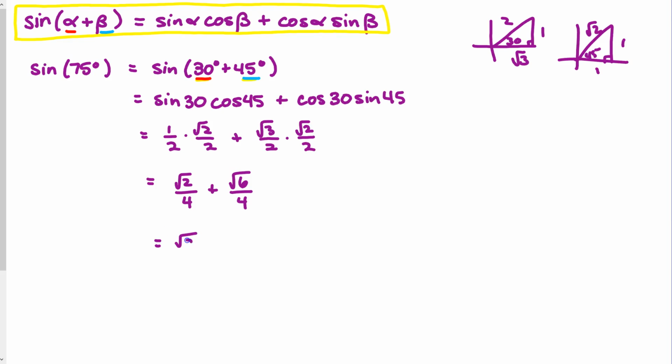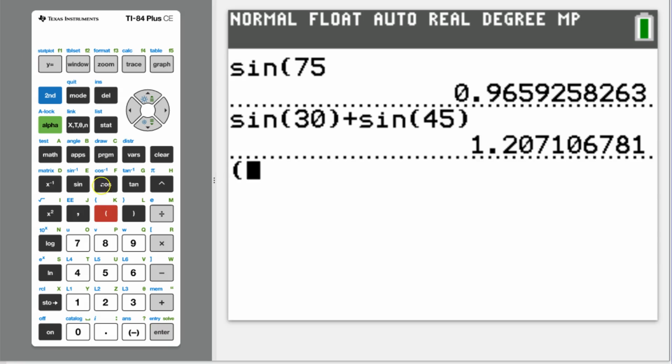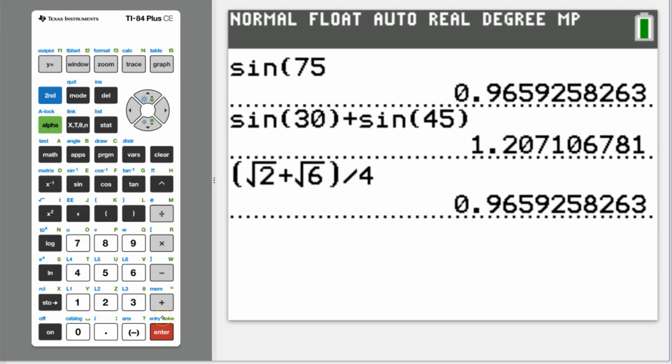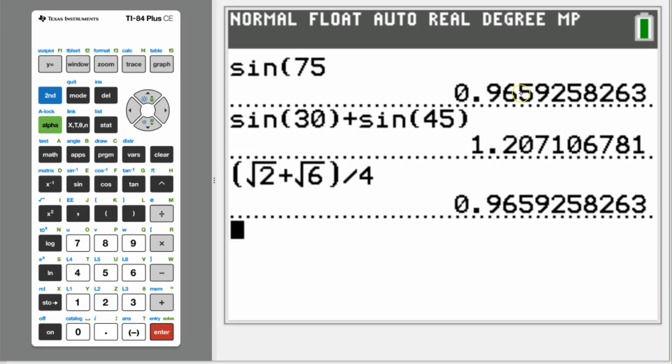Or if you want to combine them into a single fraction, it's square root 2 plus square root 6 over 4. Just remember that you can't add square root 2 and square root 6. It's not like you get square root 8. Now let's just grab the calculator again. So let's calculate square root 2 plus square root 6 divided by 4. You see the value we got for sine of 75 is the same as that value, so that's a nice check.